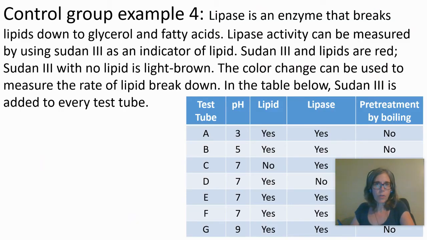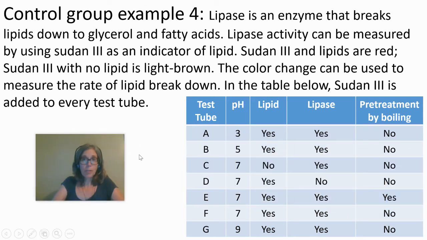Okay, let's do one more. Control group number 4. All right, so here's another example. Lipase, you might remember ACE means it's an enzyme. Lipase, ooh, it breaks down lipids, right? Lipase is an enzyme that breaks down lipids, it tells you, into glycerol and fatty acids. That's what they're made out of, at least for triglycerides.